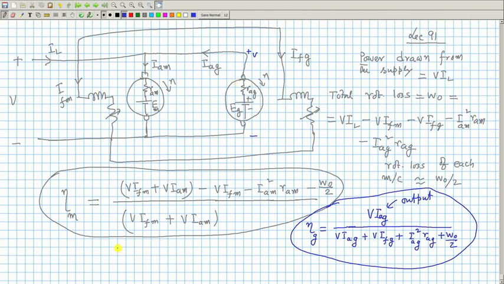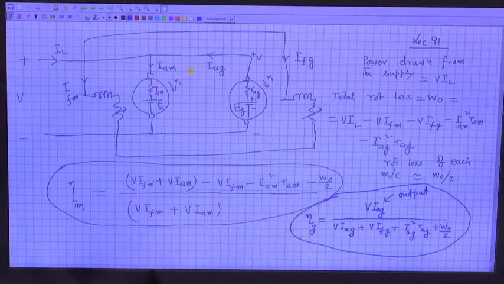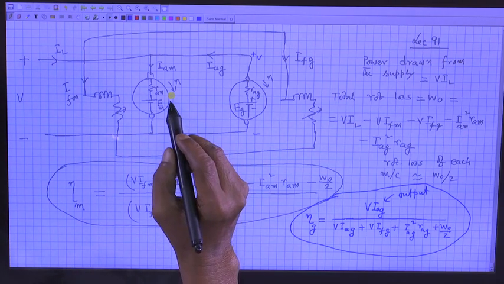Now, it may look surprising why it is happening like that, but still I am telling you the output of the generator V into IAG will be large. Input to the motor is large, V into IAM, IAM is no load current. The answer to that is this one, that these two machines are coupled.